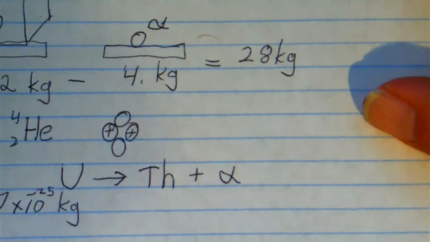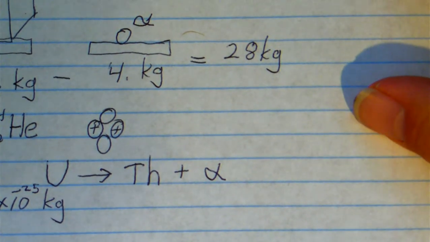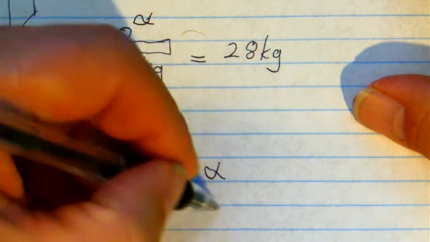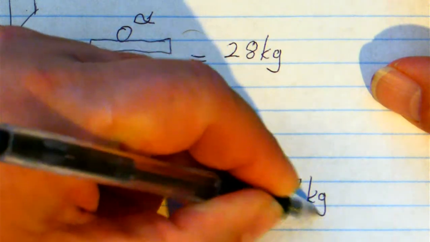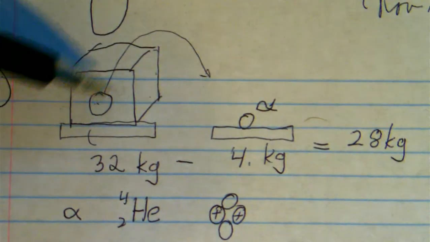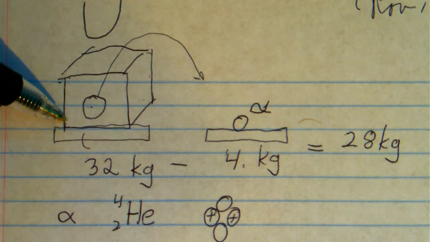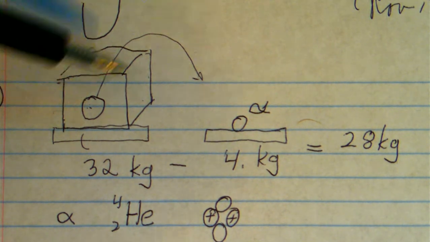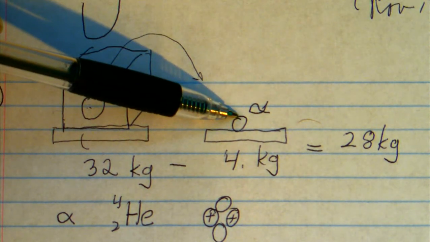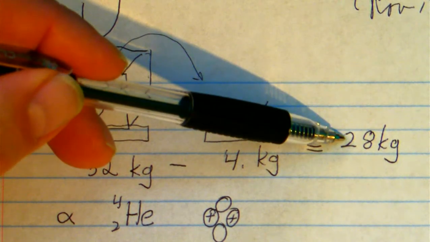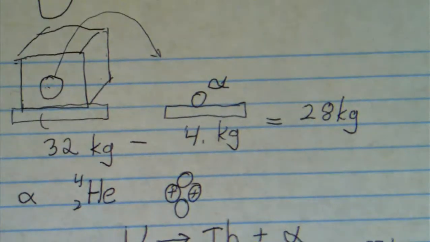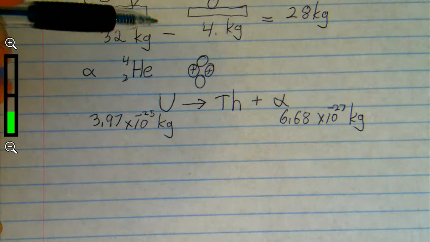They also told you in this problem that the mass of the alpha particle is 6.68 times 10 to the negative 27 kilograms. Now think back to this simple example here. If I have the mass of the box with the ball in it, and I have the mass of the ball, then by subtraction, I get the mass of the empty box. That's what we're doing here in this problem.